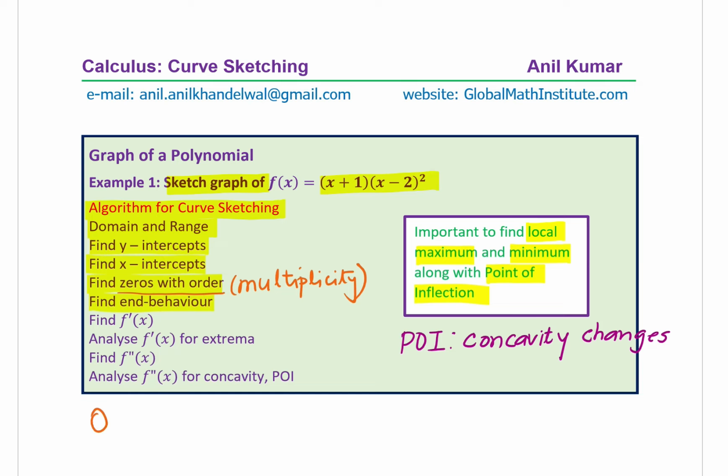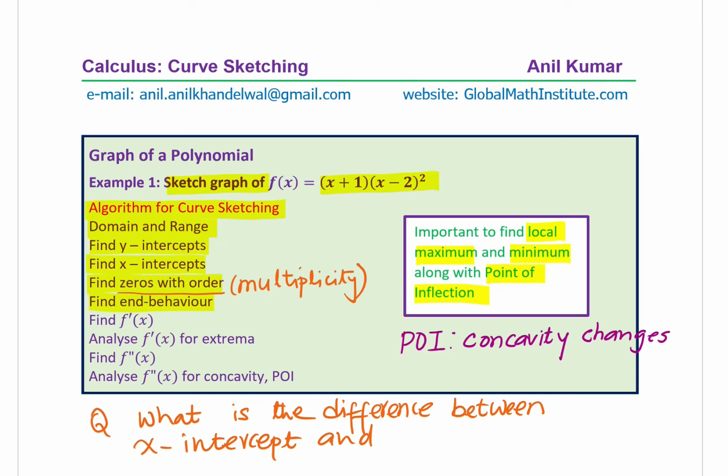Now the question for you is, what is the difference between x-intercept and zero? Well, at x-intercept and at zero, the y value is 0. But the idea is, what is the difference between these two things? So x-intercept and zeros are different things actually. So how are they different? That is why purposely in this particular algorithm, I'm mentioning two things, and that is find the x-intercept and also find zeros with their order and multiplicity.